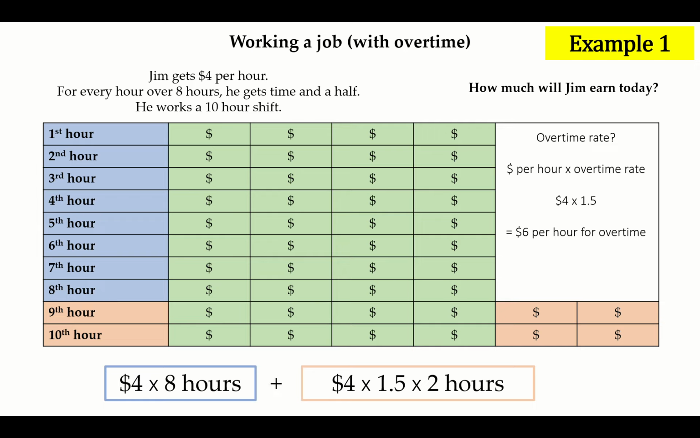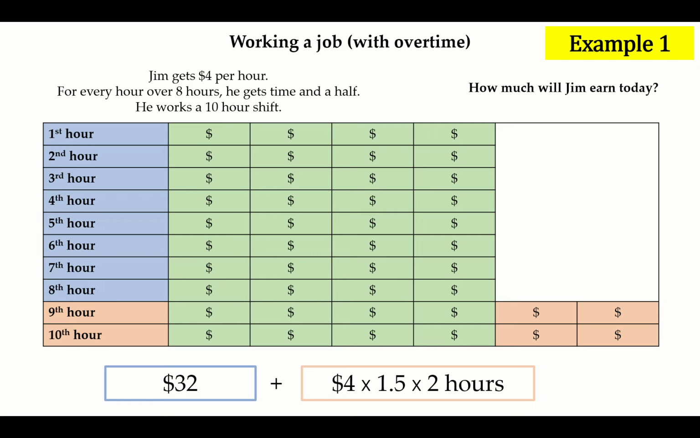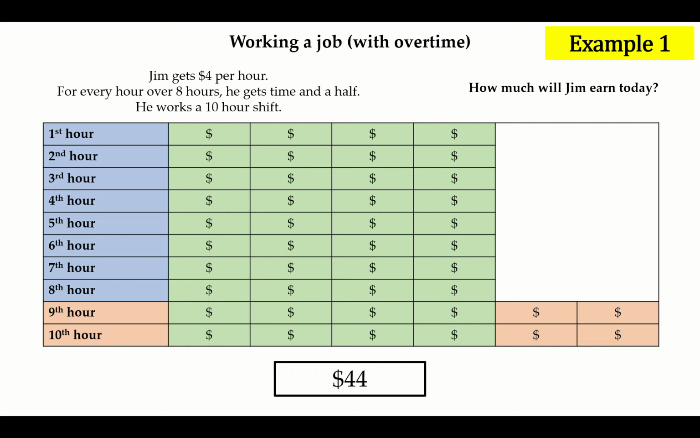We're going to add these together. Not sure if you guessed that one, but we have to add them together. 4 times 8 is 32. 4 times 1.5 is $6. So the overtime amount per hour, done for 2 hours, is $12. 32 plus 12 is 44.